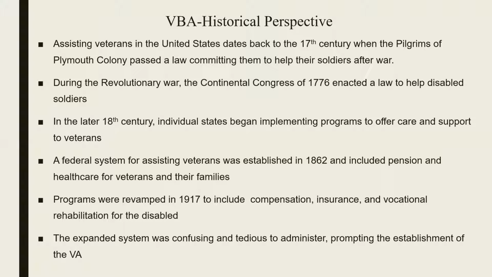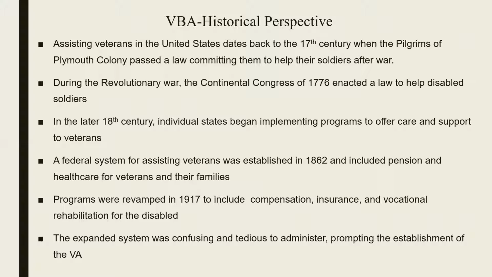VBA historical perspective. Assisting veterans in the United States dates back to the 17th century when the Pilgrims of Plymouth Colony passed a law committing them to help their soldiers after the war. During the Revolutionary War, the Continental Congress of 1776 enacted a law to help disabled soldiers. In the late 18th century, individual states began implementing programs to offer care and support to veterans.